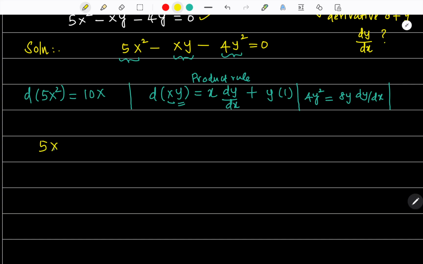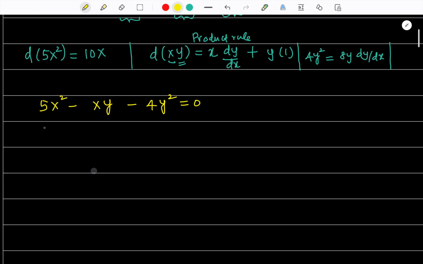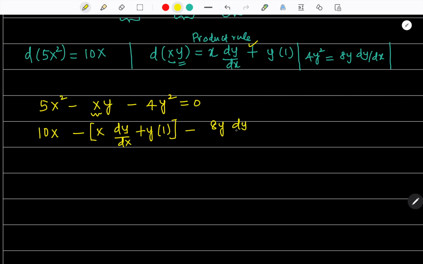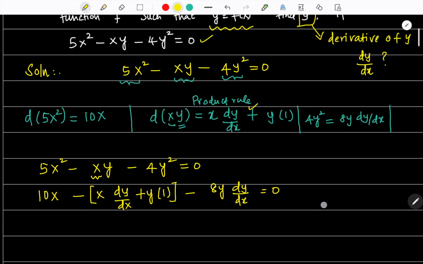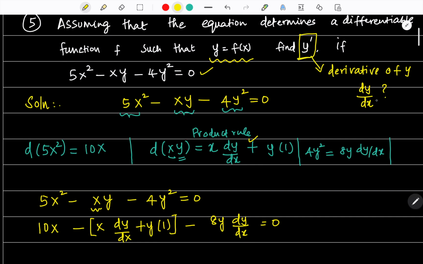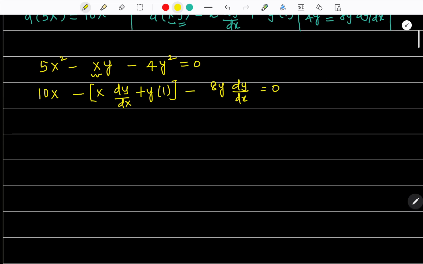5x square minus xy minus 4y square equal to 0. Let me start. So 5x square gives 10x, minus, here is a product rule, x times dy by dx plus y times derivative of x, which is 1. Close the bracket. Minus 8y dy by dx is equal to 0. What is our question? Find y dash. y dash means the derivative of y, which is dy by dx.